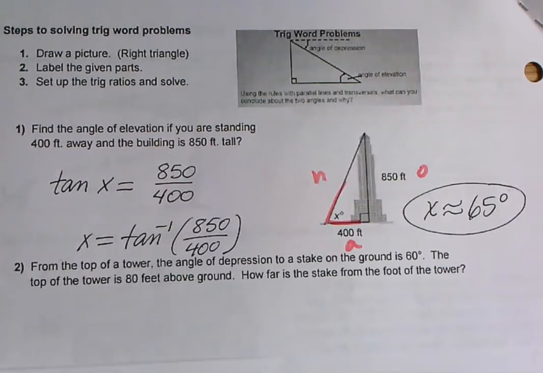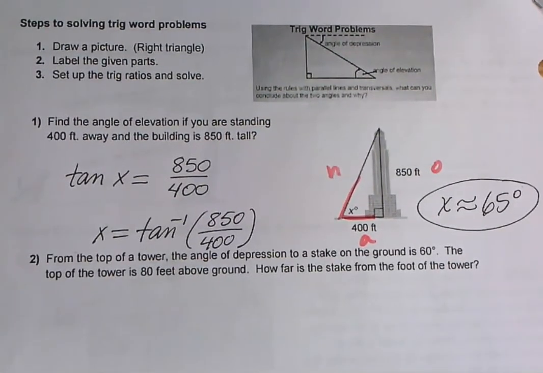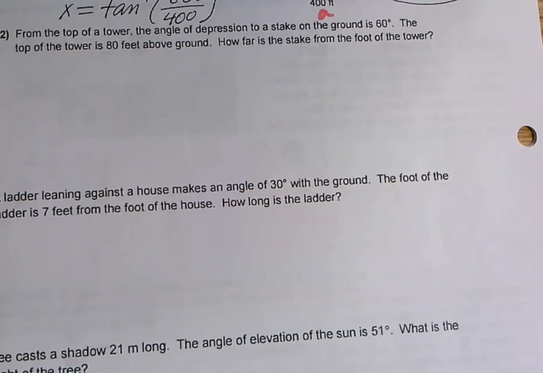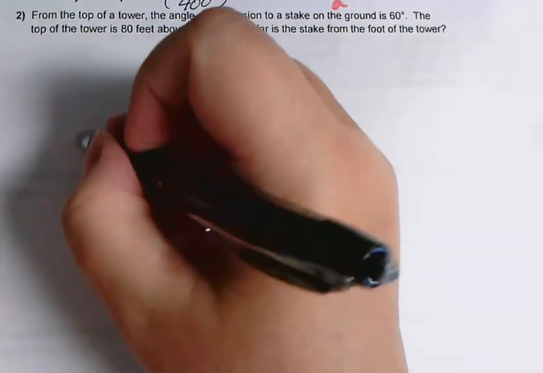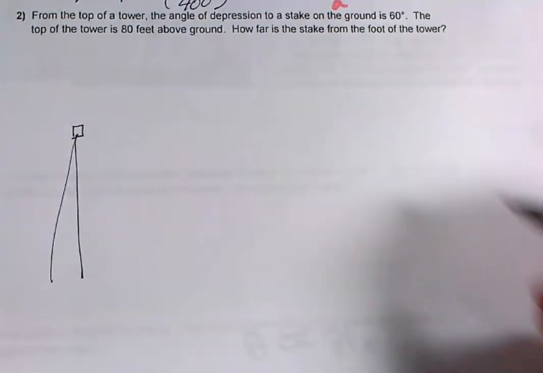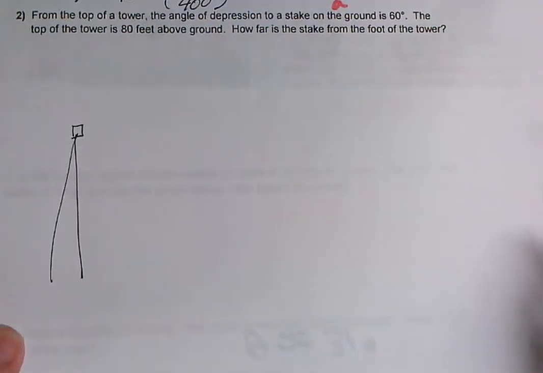Okay, next problem. Let's look at this one. From the top of a tower, and it's not saying the same tower we already did, just any general tower, the angle of depression to a stake on the ground is 60 degrees. The top of the tower is 80 feet above ground. How far is the stake from the foot of the tower? So this is just kind of hard to unpack. We've got to think about this one. Let me adjust. There we go. From the top of a tower. Okay, so I have a tower. The angle of depression to a stake on the ground is 60 degrees.